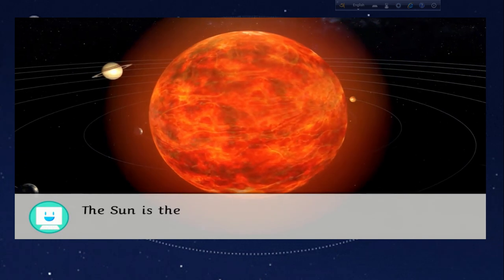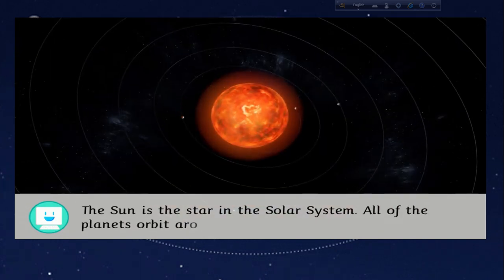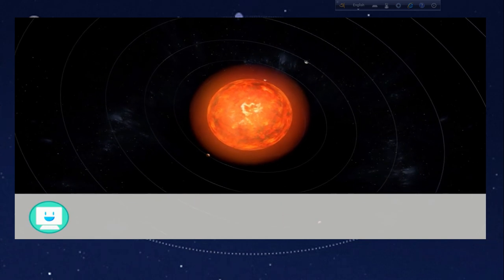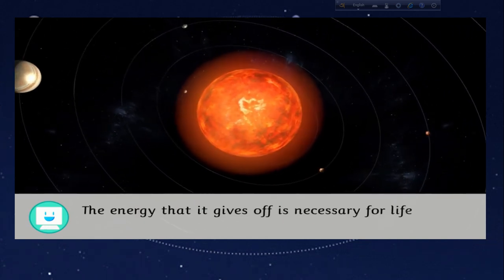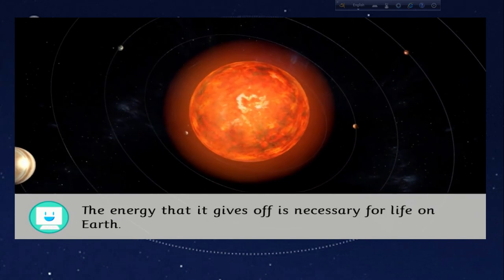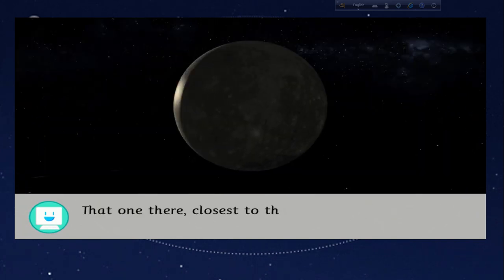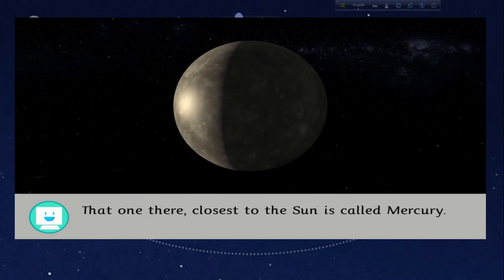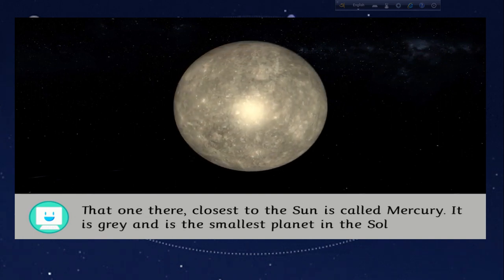The Sun is the star in the solar system. All of the planets orbit around it. The energy that it gives off is necessary for life on Earth. That one there, closest to the Sun, is called Mercury. It is grey and it is the smallest planet in the solar system.